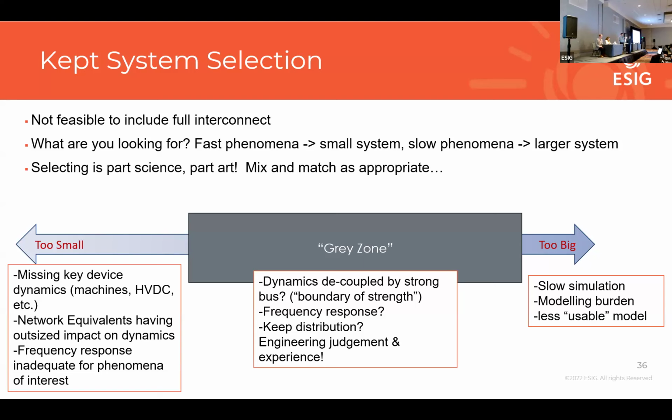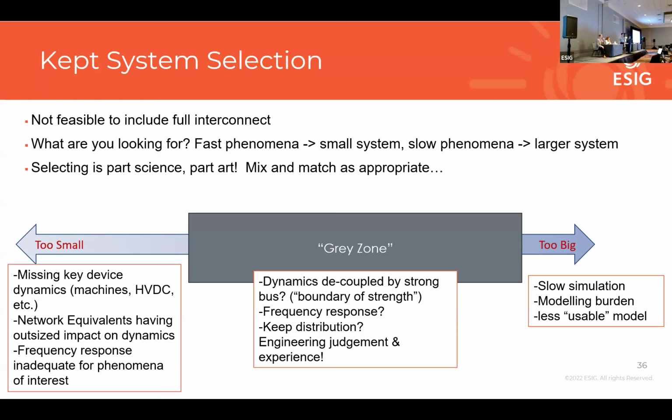Okay, so let's say we're happy with those two small risks. We decided we've got the key device dynamics, we think the network equivalent is reasonably far enough away, and the frequency response is maybe good enough. Now we have this big gray zone. So where do we go from here? Do I make the model even bigger? What's appropriate? There are some principles we can think of within that gray zone in terms of where to cut off our kept system.